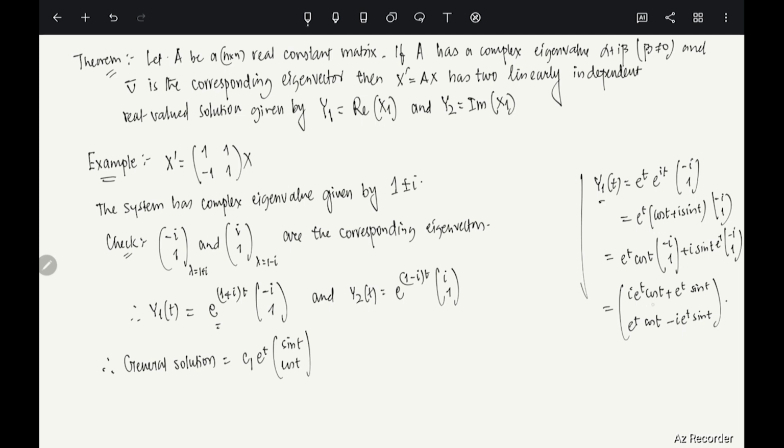So you see this part and this part, right? That's the real part, and the imaginary part is this one and this one. Plus c2 times e to the power t cosine t and minus sine t. c1, c2 are in R. So that's your general solution. I hope this is fine. Clear? So this is how you solve the problems.